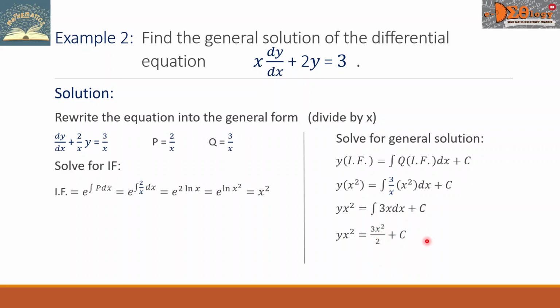On this equation, if we want to make our y alone, we can divide this equation by x squared. So the resulting equation now is y equals 3 over 2 plus the C all over x squared. This is now the final answer.